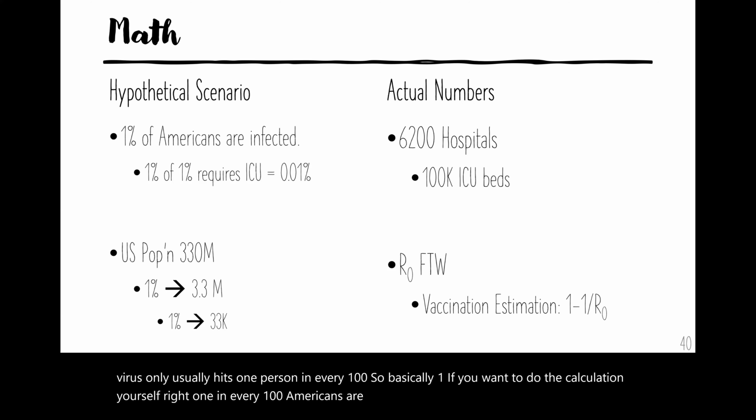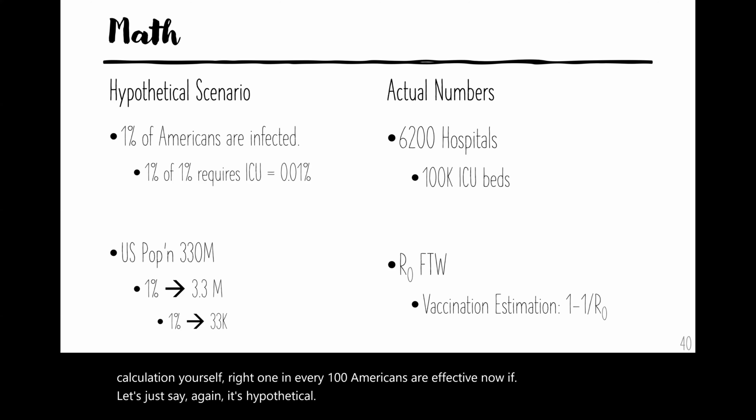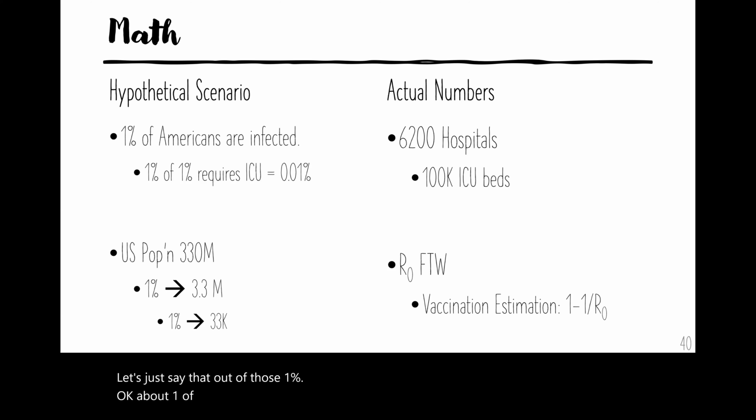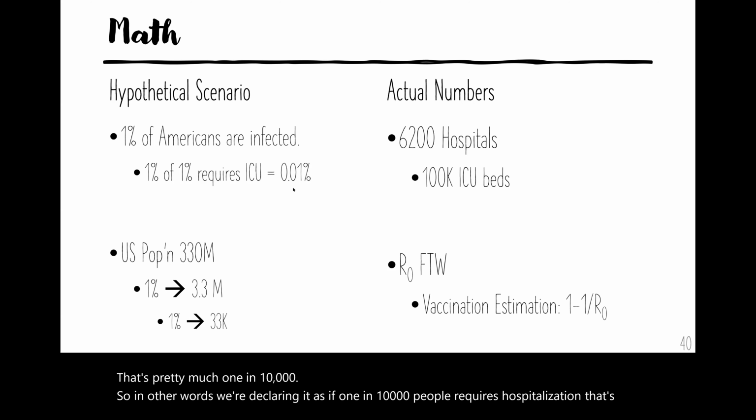Now, again, it's hypothetical. Let's just say that out of those 1%, about 1% of them require critical care, meaning ICUs, okay? That means 1% of 1% equals 0.01%, okay? So that's pretty much 1 in 10,000. So in other words, we're declaring it as if 1 in 10,000 people requires hospitalization. That's, again, a hypothetical scenario.